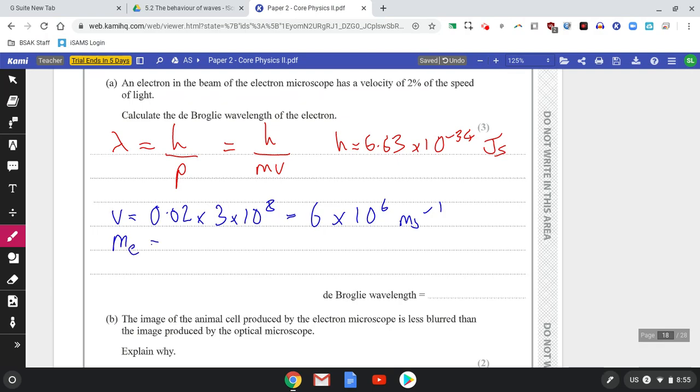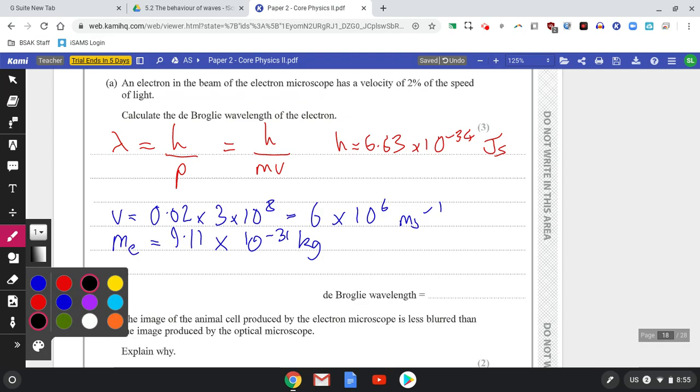The mass of an electron. All electrons have the same mass. It's in the back of your book. This is data that's given to you in any exam. This is data that I can't remember. So it's 10 to the minus 31 kilograms. Electrons are tiny.